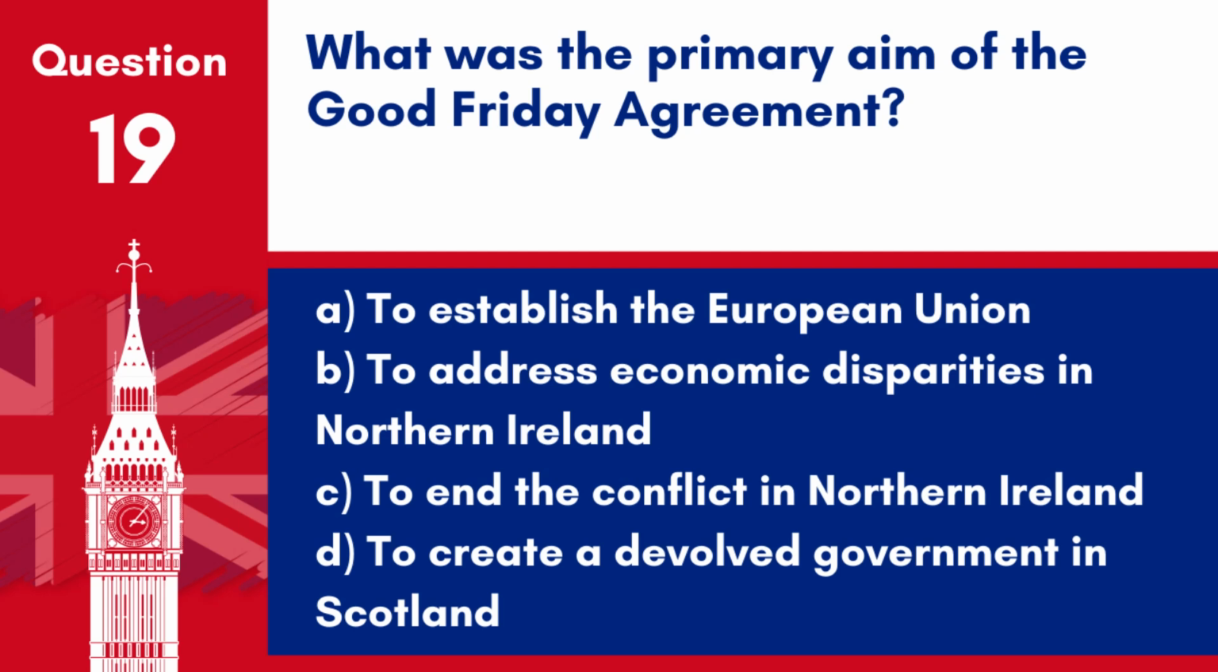Question 19. What was the primary aim of the Good Friday Agreement? A. To establish the European Union. B. To address economic disparities in Northern Ireland. C. To end the conflict in Northern Ireland. D. To create a devolved government in Scotland. Answer: C. To end the conflict in Northern Ireland.